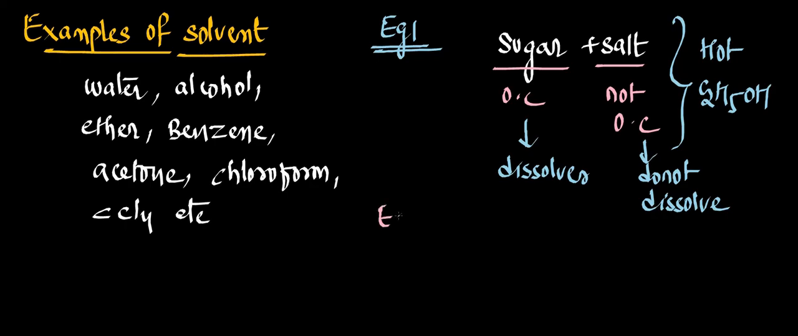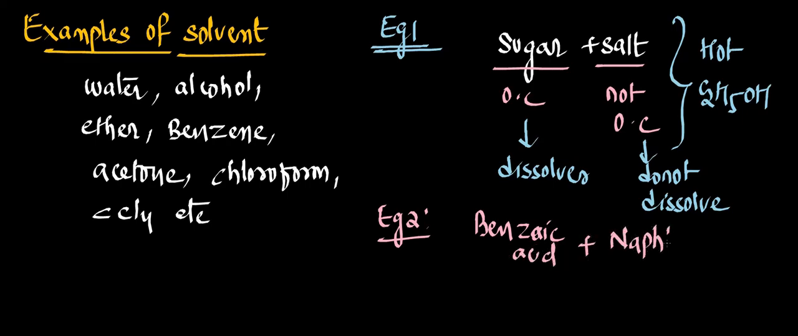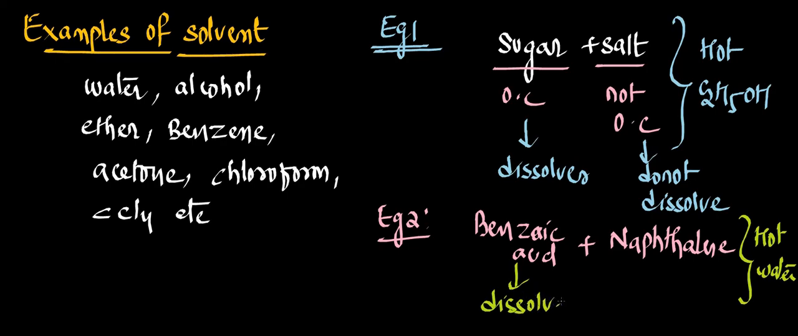substances. Now similarly, if I consider another example, let me take benzoic acid and naphthalene. If I want to separate these two substances, what will be the suitable solvent here? Hot water. Water will serve as a solvent here, wherein benzoic acid will dissolve and naphthalene will not dissolve. So these are some examples.